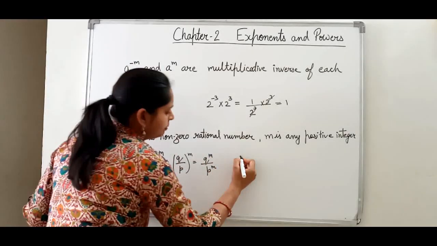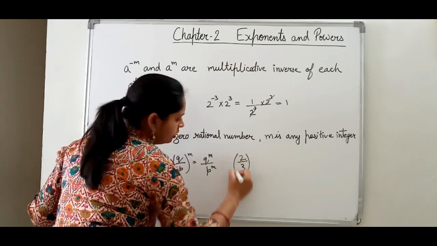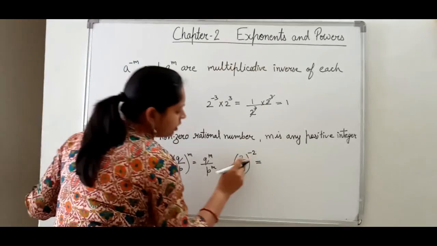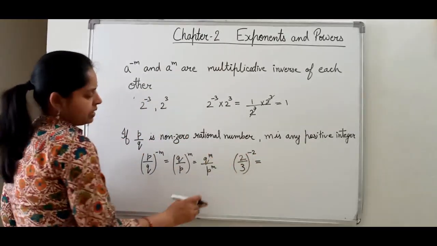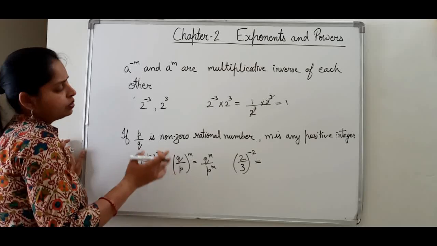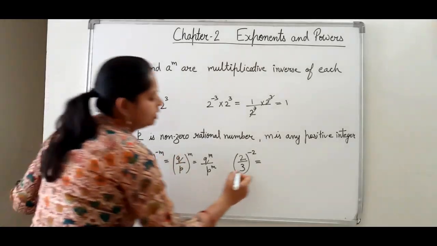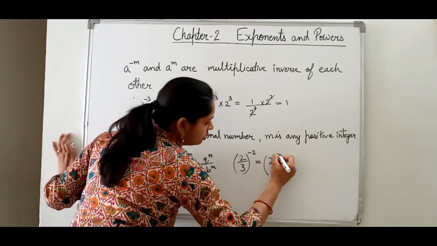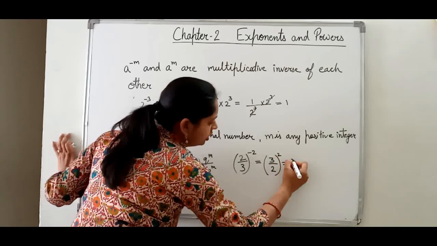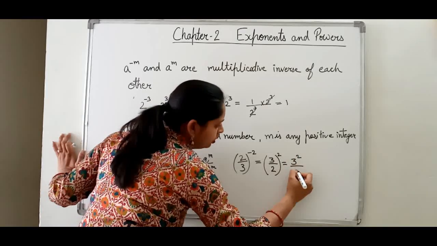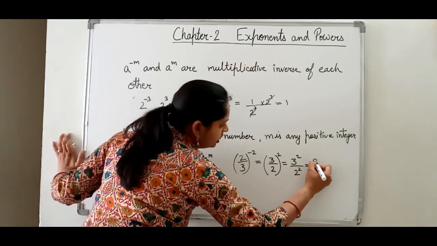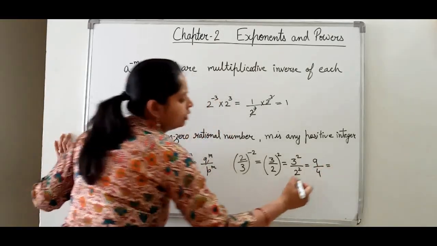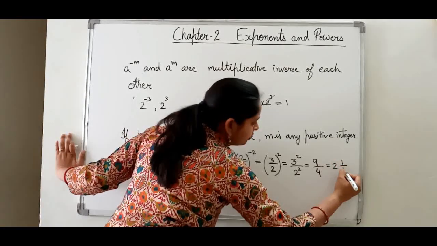Also we can see through an example: (2 upon 3) to the power minus 2 is the question. Then we don't know how to solve it directly because the power is minus 2. To get the answer, we have to make the power a positive term. So this will be equal to (3 upon 2) to the power 2, which will be equal to 3 square upon 2 square, which is equal to 9 upon 4, which is improper. So you will get the answer as 2 1 upon 4. This will be your answer.